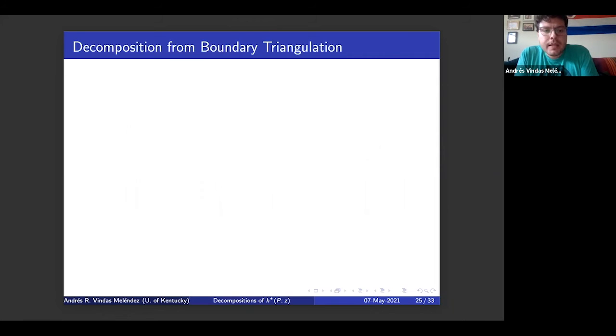Great. And so that ends our first decomposition. And so now I want to talk about the decompositions coming from the boundary triangulations.